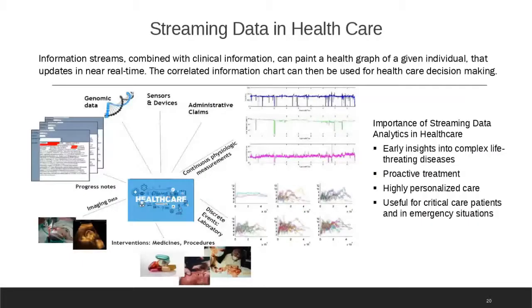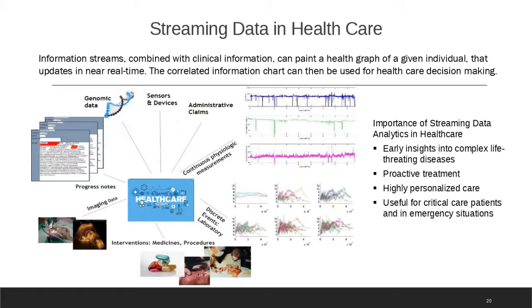So when we talk about streaming data that he's dealing with in healthcare, for example, information streams, when we combine that with clinical information, all that can paint a health graph of a given individual that updates in near real time with alerts, and so forth. Then the correlated information chart can be used for healthcare decision making.